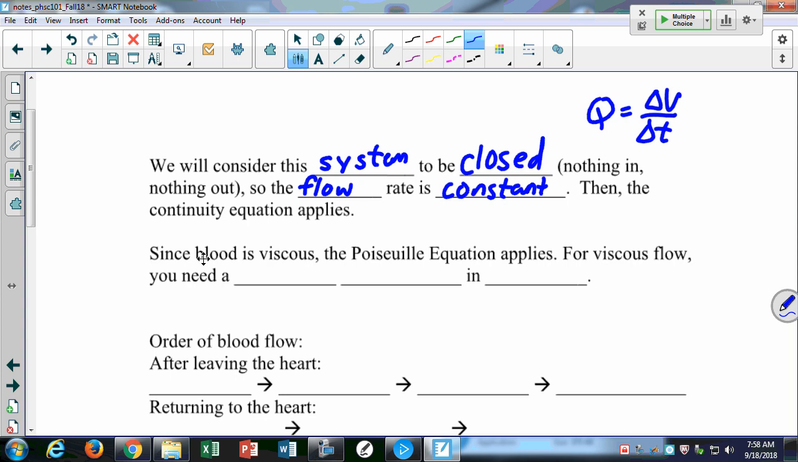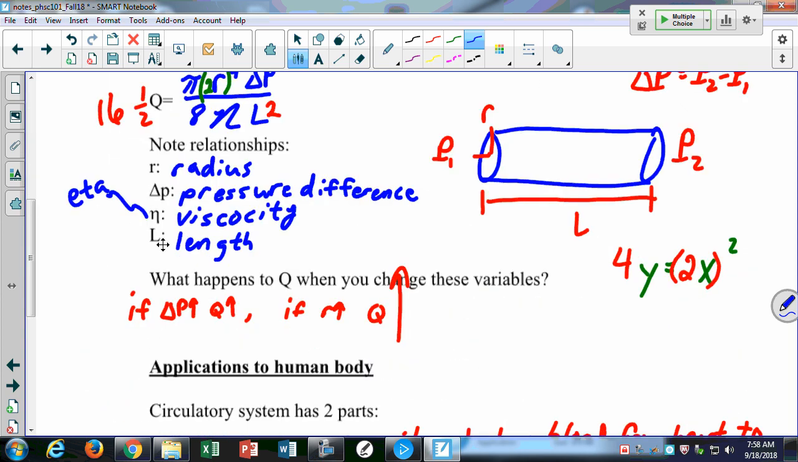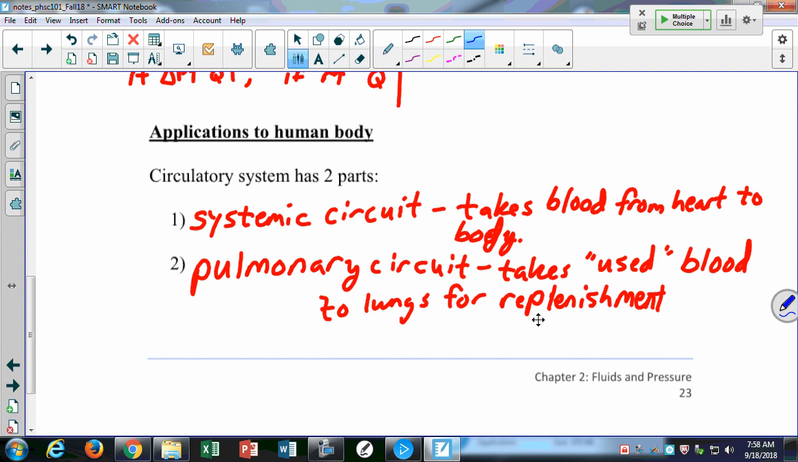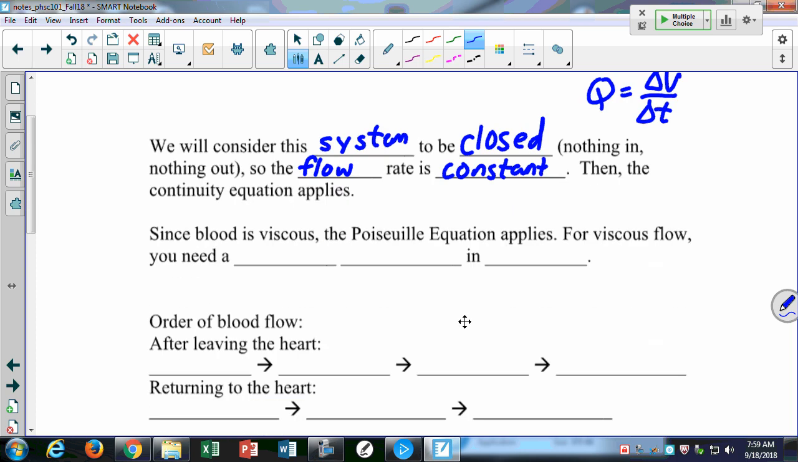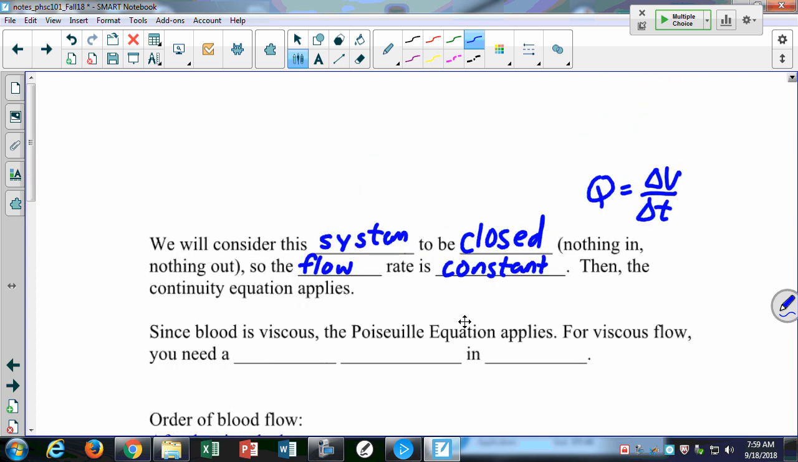Yeah, Kate? The pulmonary circuit takes blood from the heart to the lungs. So it takes used blood to the lungs for replenishment. Goes from the heart to the lungs. I'm sorry, you got that? Okay, yeah.